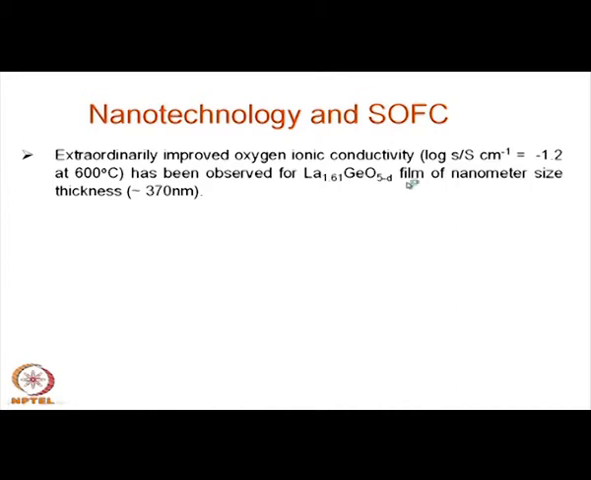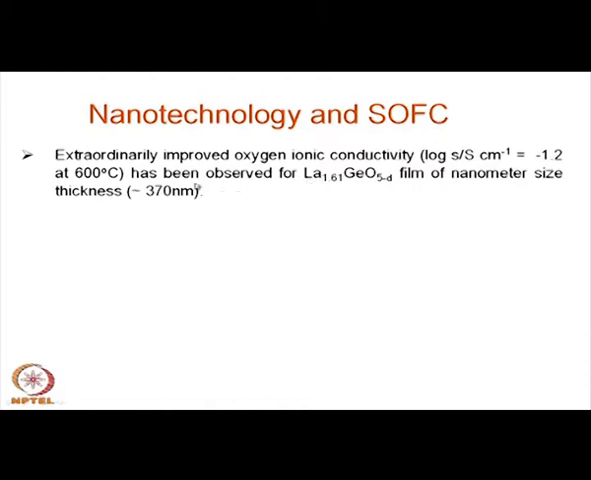I mentioned earlier that just like YSZ or yttria stabilized zirconia, there is another compound called lanthanum gallate, which has in general a very high conductivity at a much lower temperature. But if the same material is deposited in the nanometer size, at a thickness of 370 nanometers, you get a much enhanced conductivity at 600 degrees centigrade, which is much greater than that of YSZ.